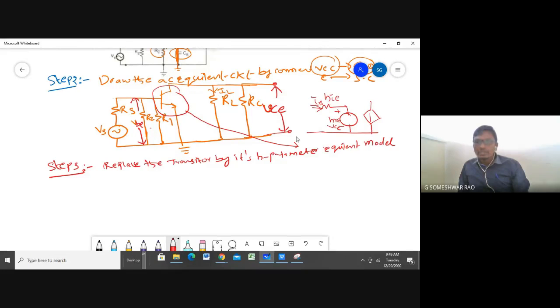This one is a current source. The direction is towards the emitter. The emitter is grounded here. So this one is HFE into IB. And this one is 1 by HOE. This is IC, the current. So in place of the transistor, this model we need to replace.